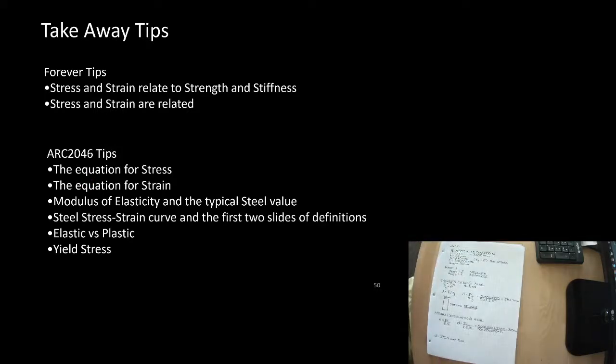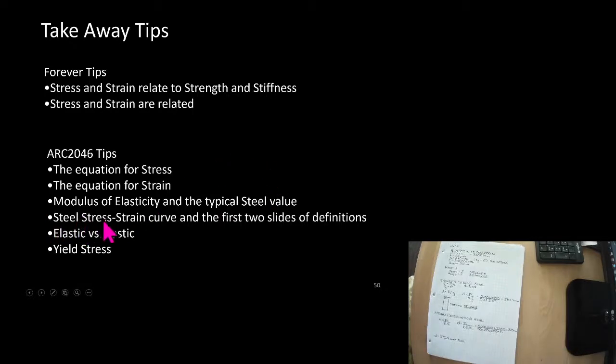So I just wanted to wrap up the end of the lecture by saying what our takeaway tips were. You should know generally, going forward, that stress and strain relate to strength and stiffness, and that stress and strain are related. What you need to know for this course, you definitely need to know the equation for stress. You definitely need to know the equation for strain. You should know the equation for modulus of elasticity and all of the iterations of it, meaning plugging in stress and strain. And you should know the typical steel value for modulus of elasticity. It's the only one I'm going to make you memorize, 200,000 MPa.